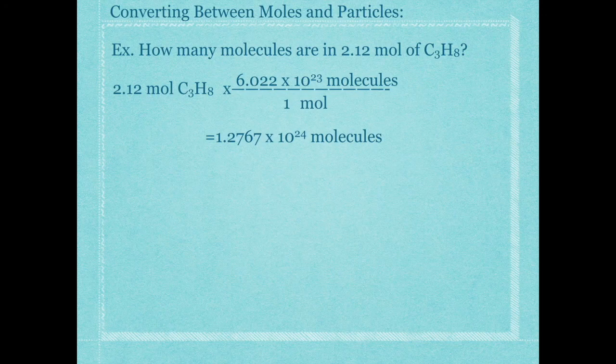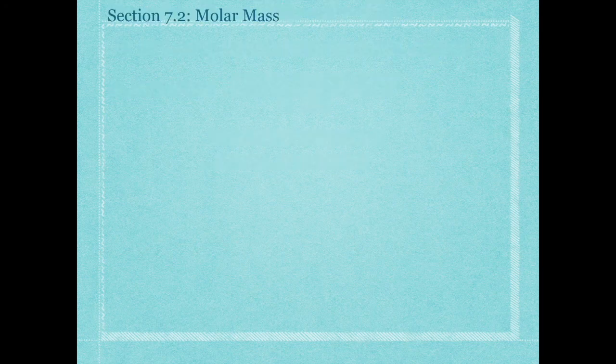Now I need to round to the correct number of significant figures. 2.12 has 3 significant figures, so I'm going to round this to 1.28 times 10 to the 24th molecules, and that's it. The only issue with all of this is I can't count moles, I can't count molecules, and so there's going to have to be something in the lab that I can actually measure. And what we can measure is mass.